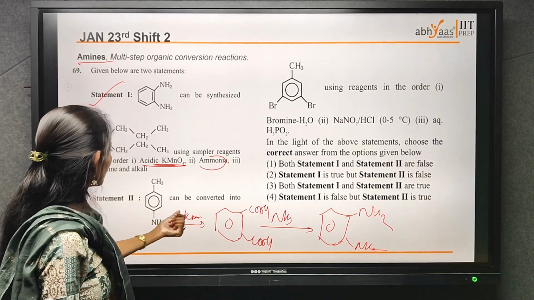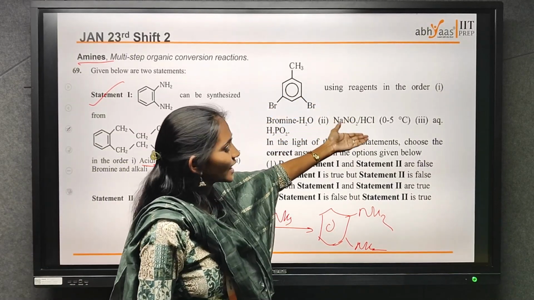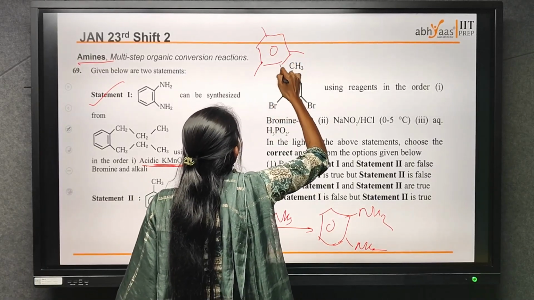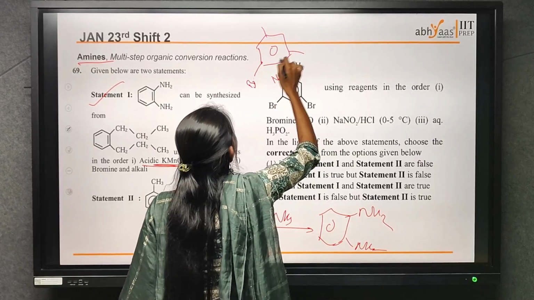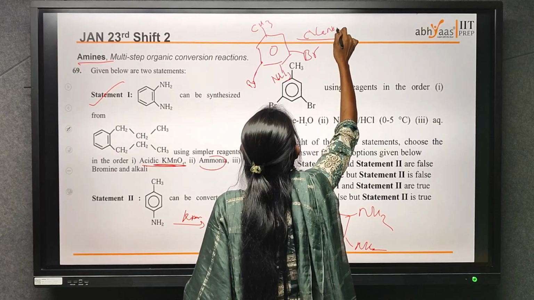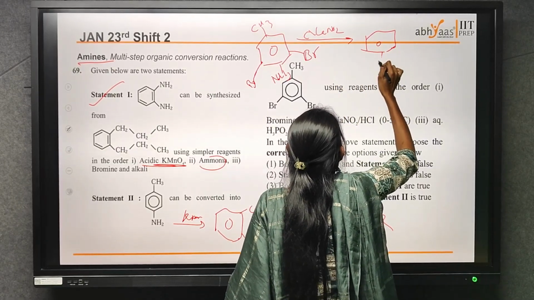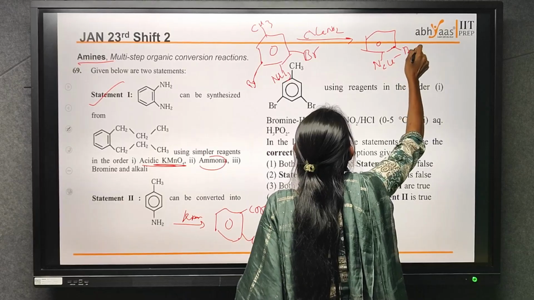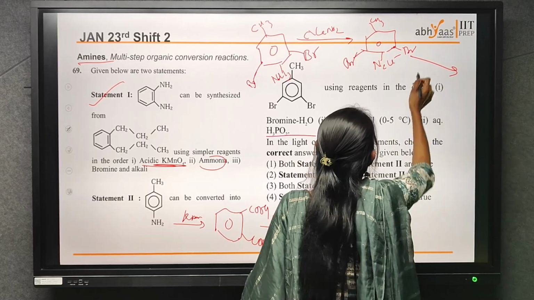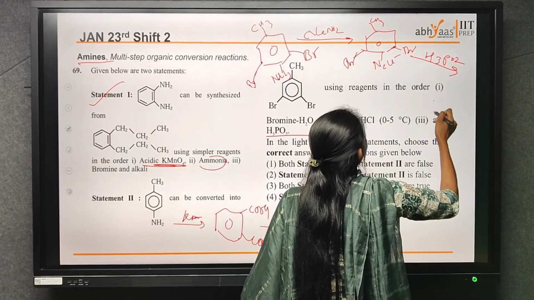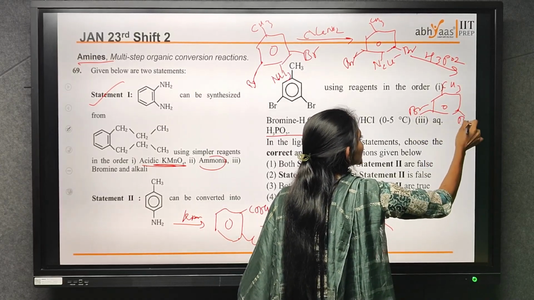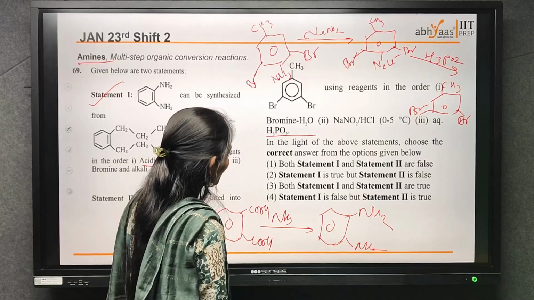And moving to this: can it be converted using reagents in the order of diazonium chloride? If we start from Br, NH2, CH3 and treat with NaNO2, diazotization happens, and you get N2Cl minus, Br, CH3. Upon adding H3PO2, you get your molecule Br, CH3. So these two statements are correct. So statements 1 and 2 are true.